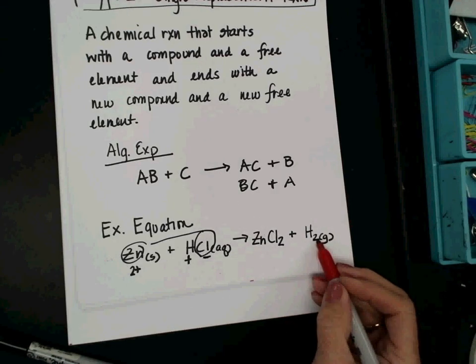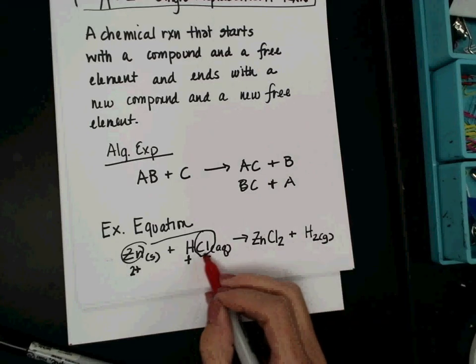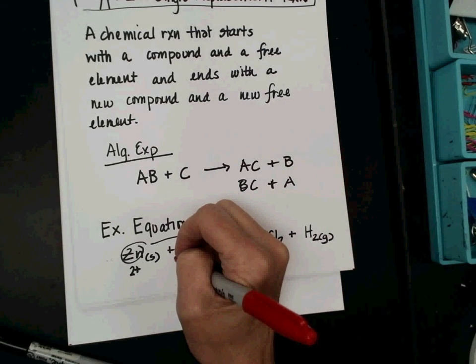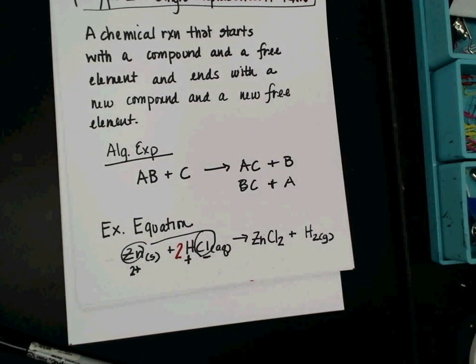Then I have to go back in and balance. My H's are not balanced, and my chlorines are not balanced. I have 2 of each on this side and only 1 of each on this side, so I'll put a 2 out here. And then my zincs are already balanced, so now I'm good.